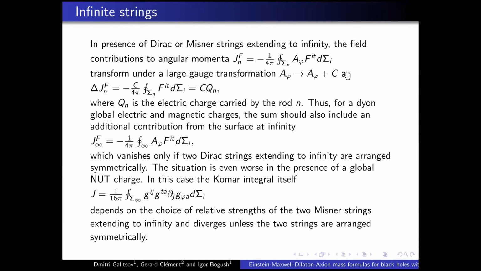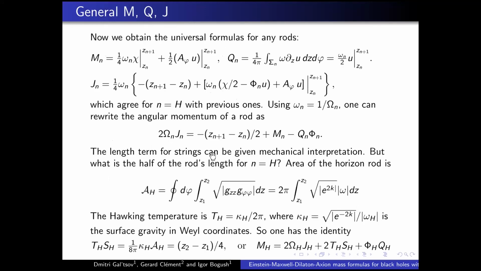There is an argument that C should be equal to 0. So again, you have to use the symmetric configuration of Misner strings too. I don't explain it. And finally, some more calculations give you the following. The mass, this is a formula which joins those definitions.